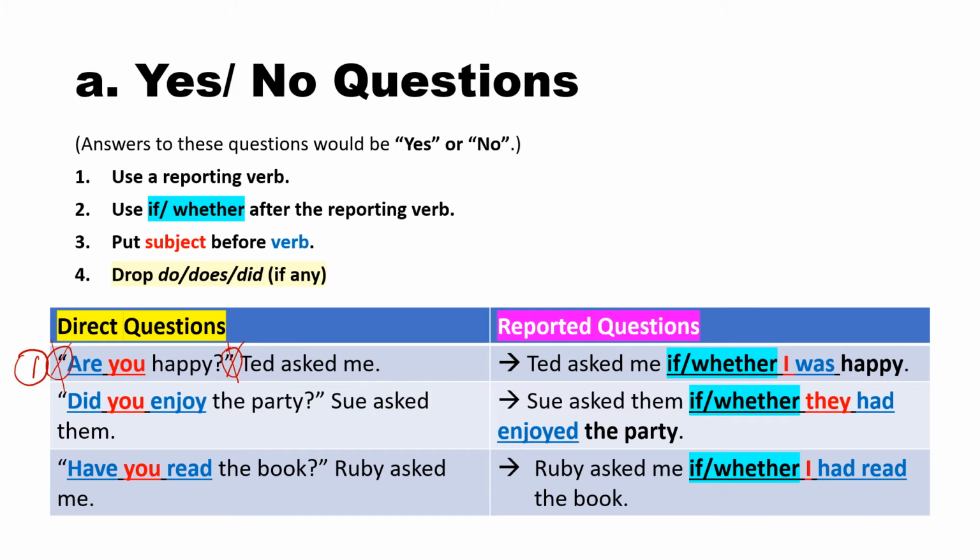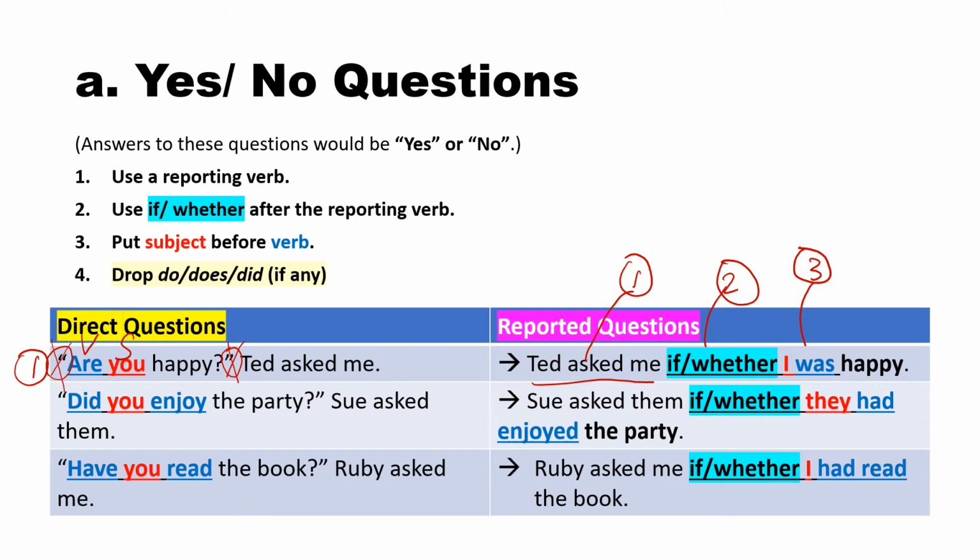Step 1. Use a reporting verb. Here, asked is kept and used as the reporting verb. Remember, for our reporting verb, we usually use the simple past tense because we are talking about something that happened in the past. Step 2. Use if or whether for yes/no questions after the reporting verb. Step 3. Put the subject before the verb. This is very important because in the question originally, the verb comes before the subject.